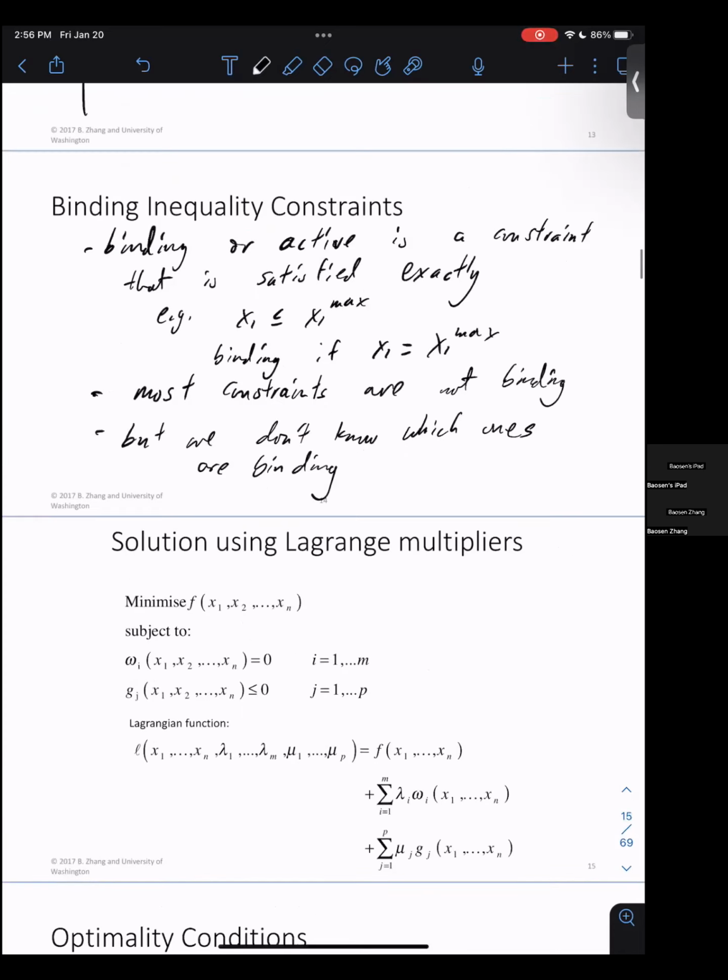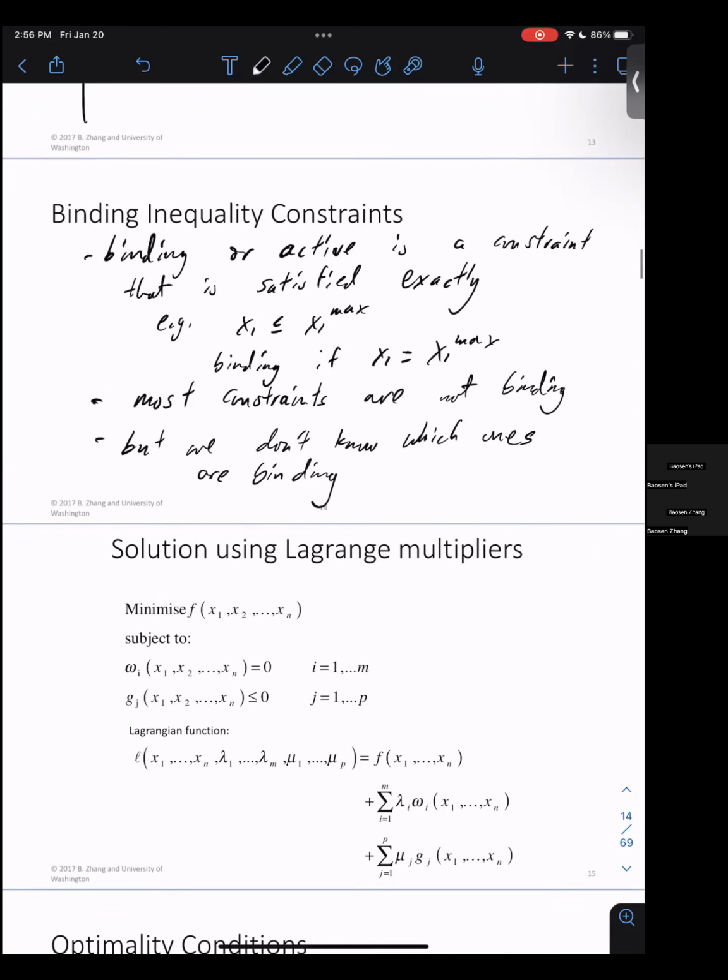So we'll do the same trick as before. We'll also write down the Lagrangian function. We have this kind of optimization problem, so we introduce another new Lagrange multiplier called mu. Lambda are the ones associated with the equality constraint. Mu's are the ones associated with the inequality constraint. So this has lambda, this has mu. You basically write out this form.